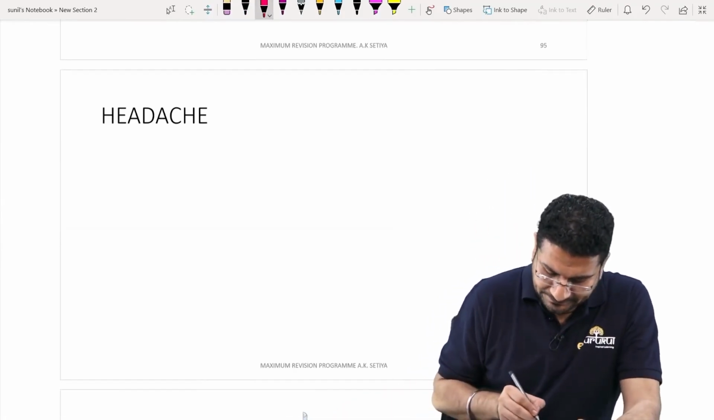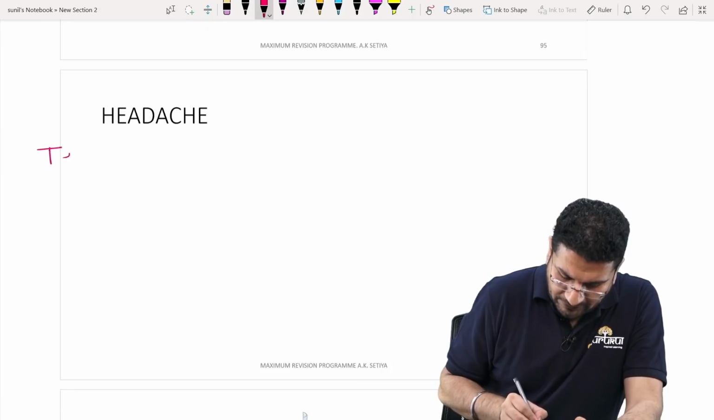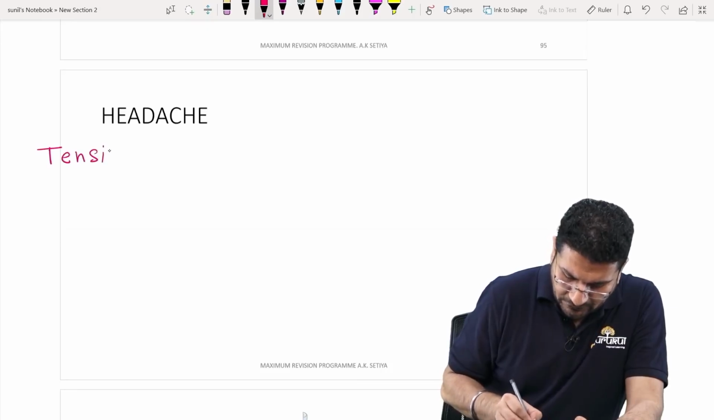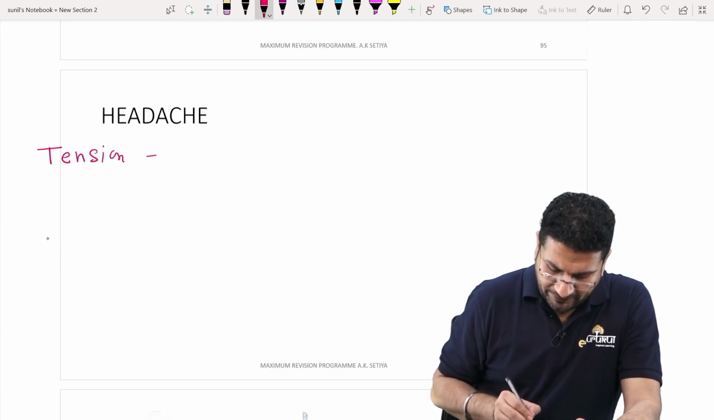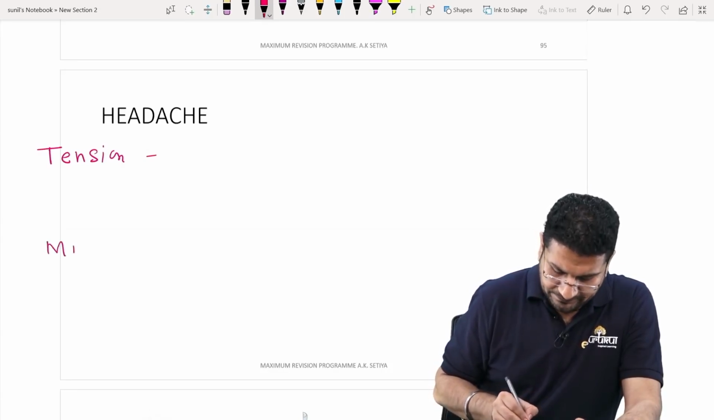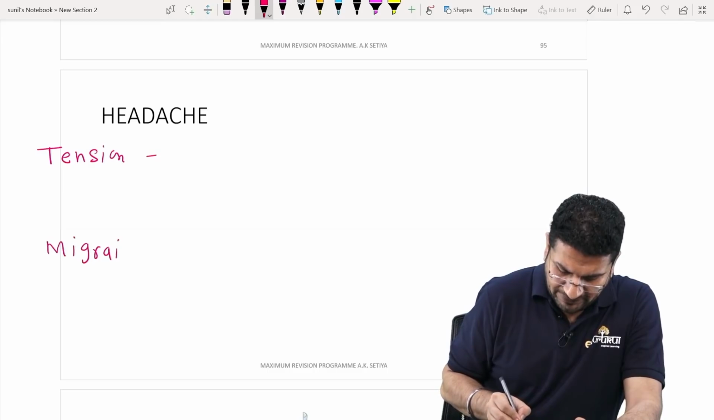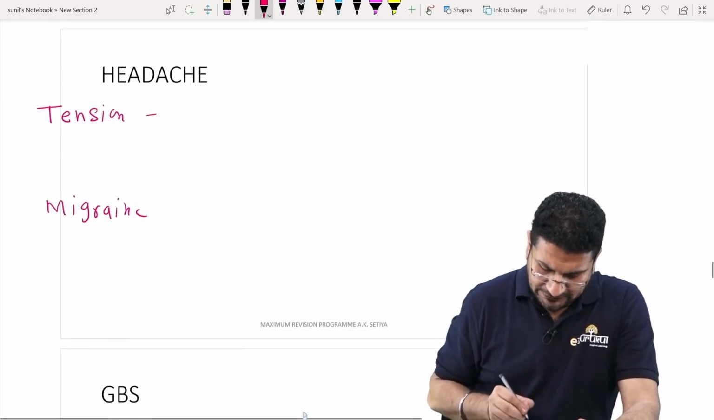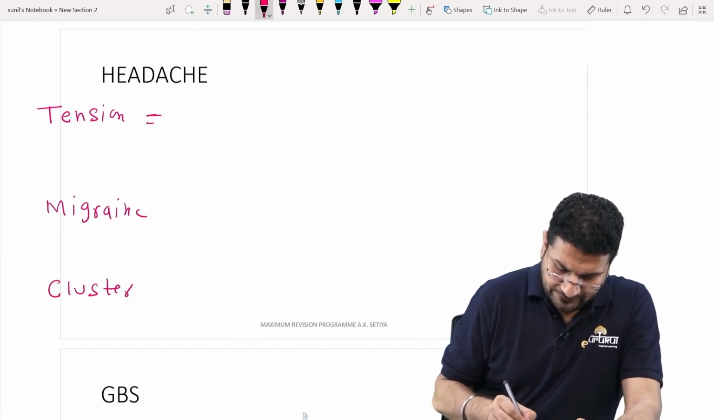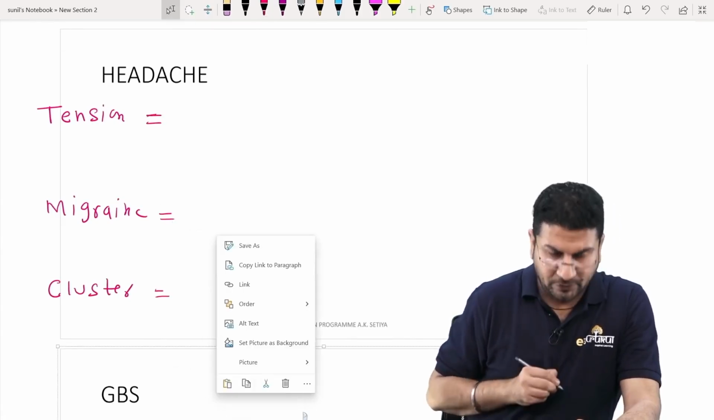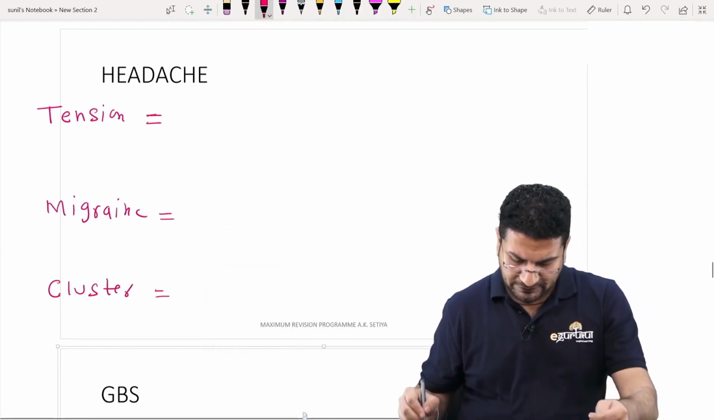If I say headache, I am talking about primary headache only. The most common primary headache is tension headache. The second type is migraine. The third is cluster headache. So tension headache is most common, second most common is migraine, third is cluster.